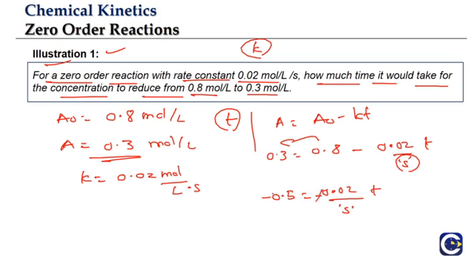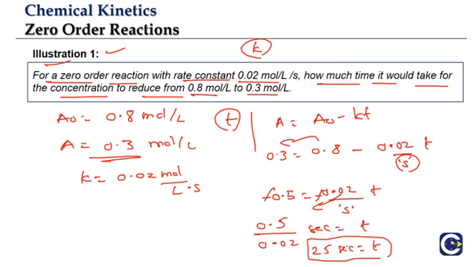We have minus on both sides, so the minus signs cancel. The 0.02 will go to the denominator. So T is 0.5 divided by 0.02, and the value is in seconds. If you multiply by 100 in both numerator and denominator, we have 50 by 2, which is going to be 25 seconds. So the time it takes for the concentration to reduce from the original value of 0.8 moles per liter to 0.3 moles per liter will be 25 seconds.